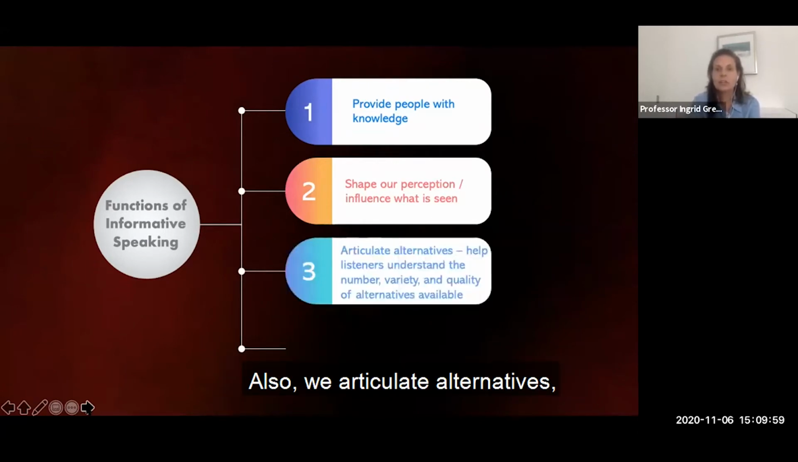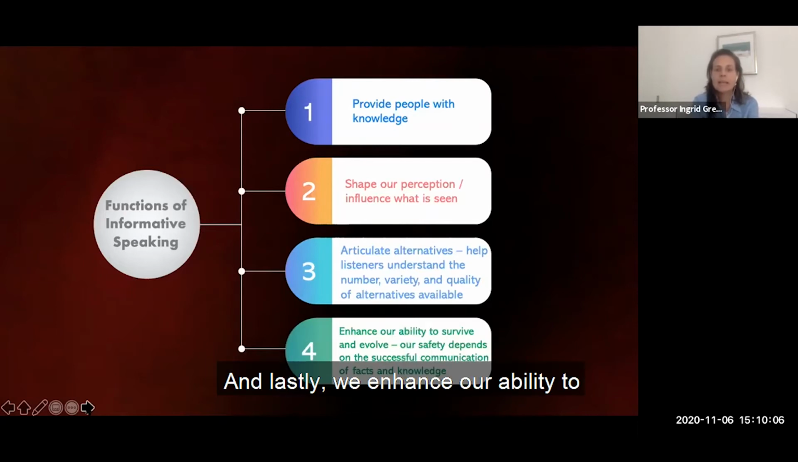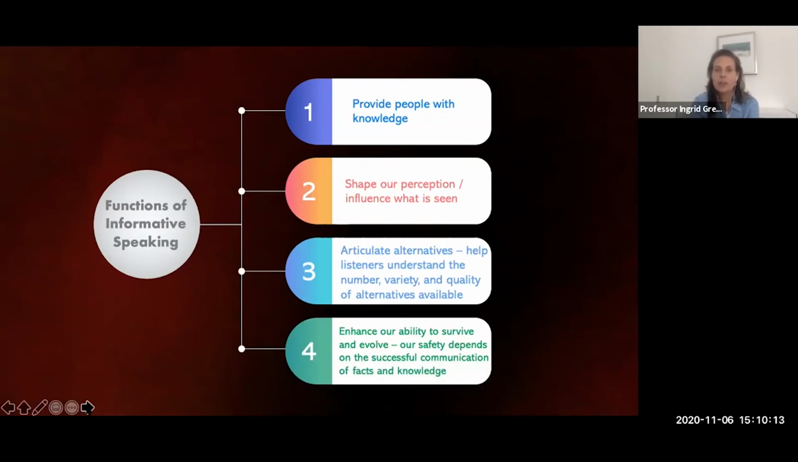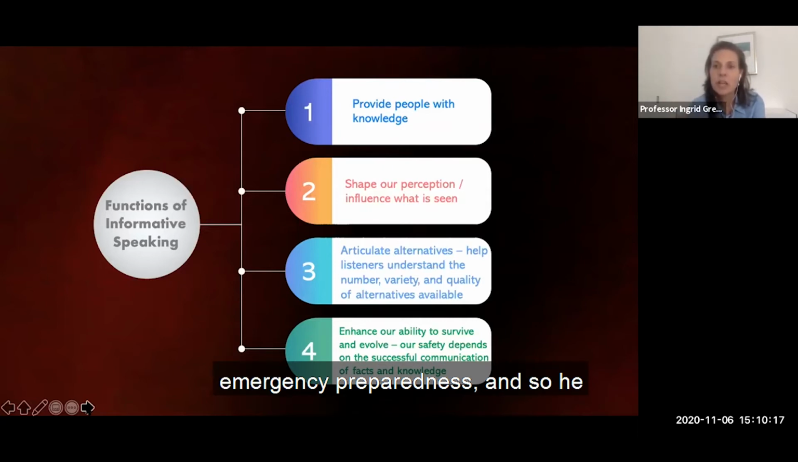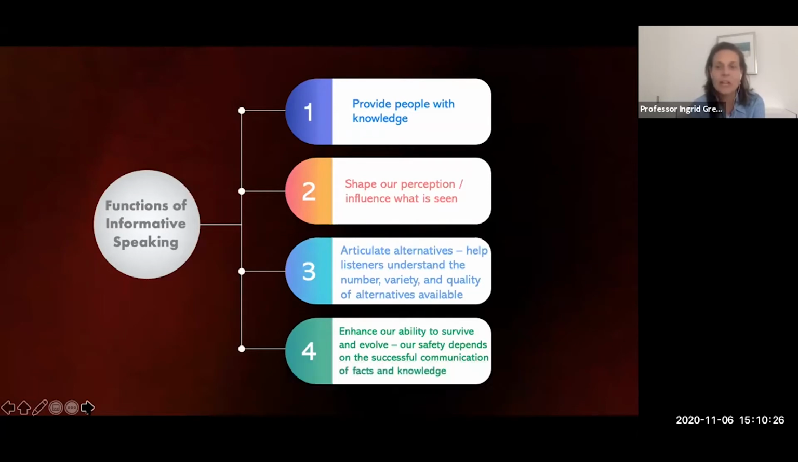Also, we articulate alternatives, help listeners understand the number, variety, and quality of alternatives available. And lastly, we enhance our ability to survive and evolve. Our safety depends on the successful communication of facts and knowledge, right? So what comes to mind is that my husband works in emergency preparedness. And so he communicates to his clients what it will take if we have an earthquake or a fire and you have to evacuate very quickly. So he tells you all the basic steps that you need to prepare with.